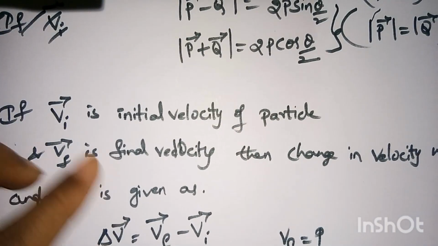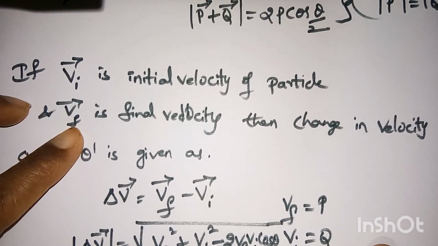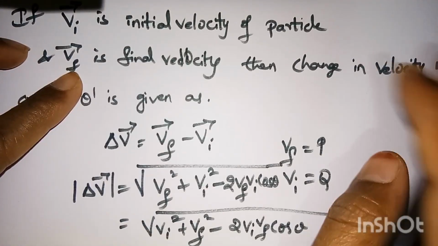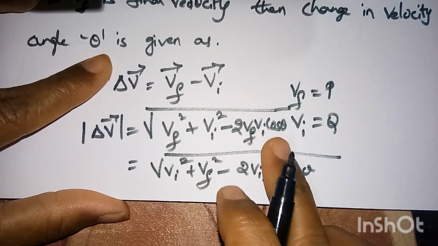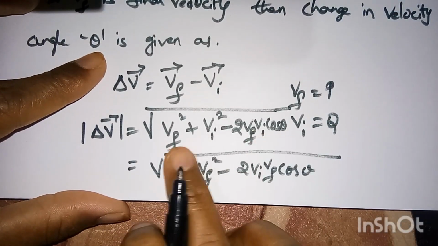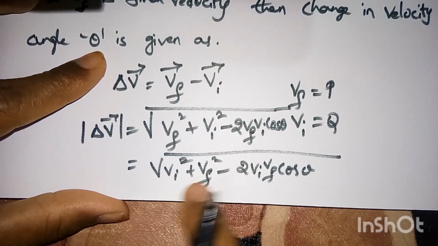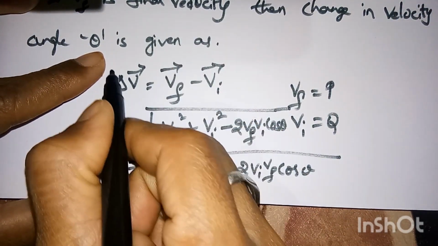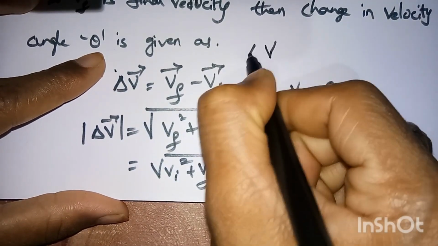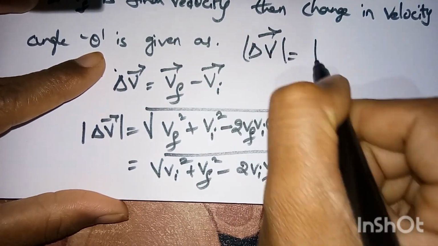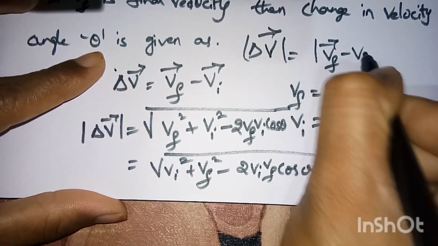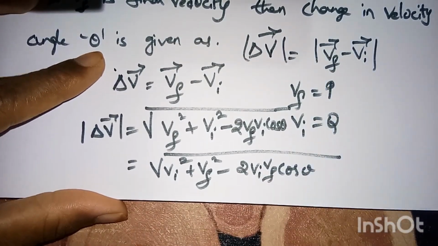So if they have given initial and final vectors of velocity, then the change in velocity is written with the help of angle theta as Vf minus Vi. Taking magnitudes on both sides, magnitude of delta V bar equals magnitude of Vf bar minus Vi bar. So this can be written like this.